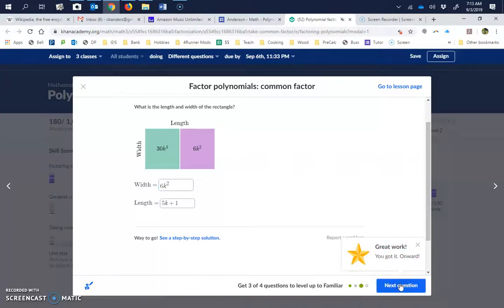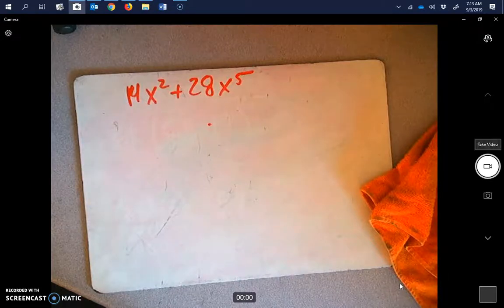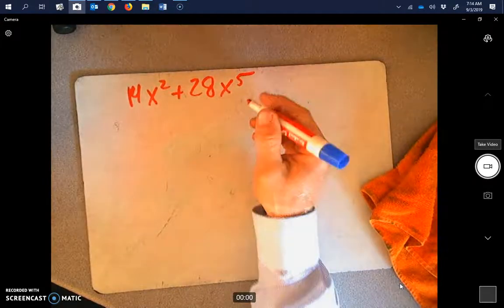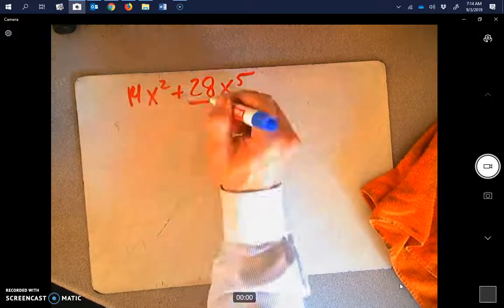Final question. Okay, 14x squared plus 28x^5. All right, so we are just factoring this like the second problem, and I guess really like the first and third problem. So looking at 28, if you look at 14, 14 times 2 is 28.